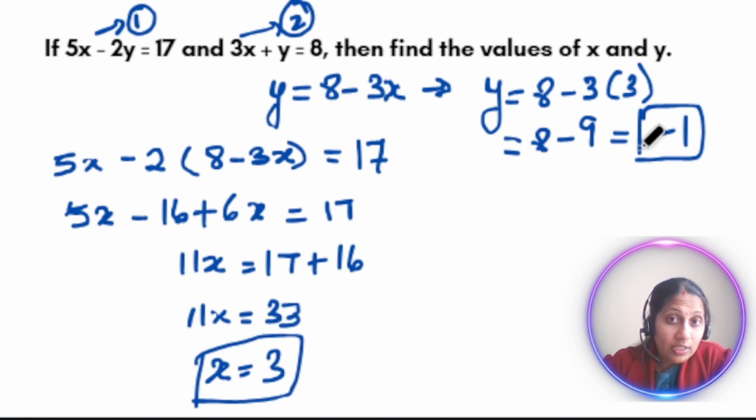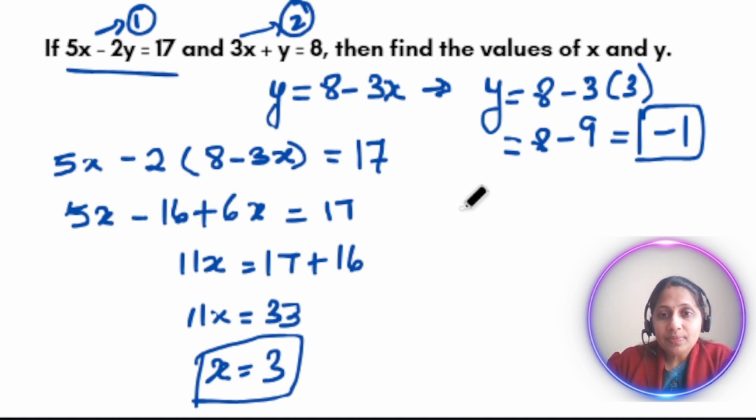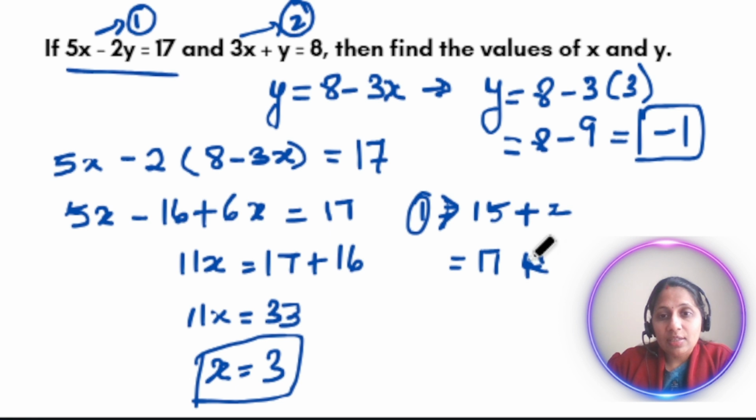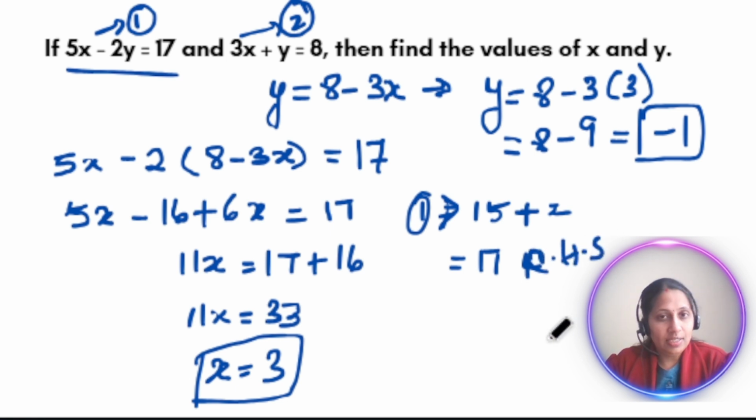Now the problem is not yet over. We have to substitute again in the equation and check whether you are getting right or wrong. So let's take my first expression here. So now I'm substituting my values in my first expression. So 5 times 3 gives me 15, minus 2 times minus 1 gives me plus 2, which is equal to 17, which is my right answer, right? So my answer is right. I hope you're clear with both the methods now, right?